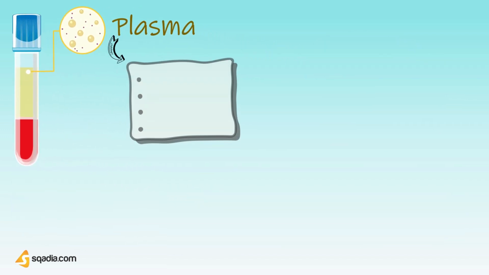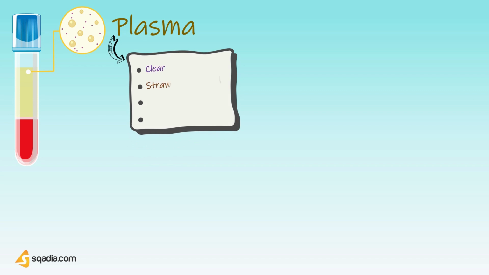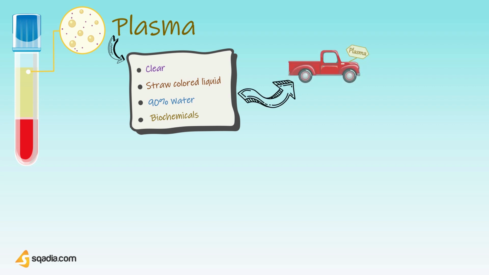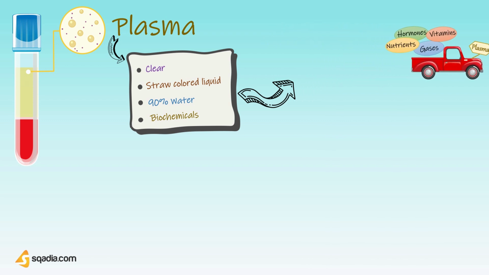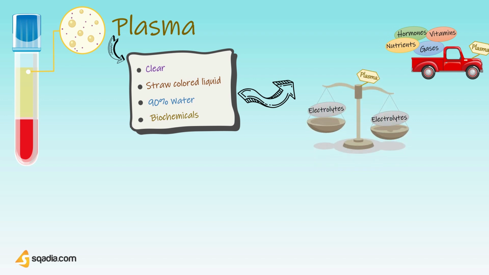Plasma is a clear, straw-colored liquid made up of 90% water with organic and inorganic biochemicals. Plasma helps to transport gases, hormones, nutrients, and vitamins throughout the body. And it also regulates fluid and electrolyte balance, as well as pH levels. Normally, it is a straw-colored or pale white liquid, but under certain conditions, a change in its color indicates problems taking place inside the body.